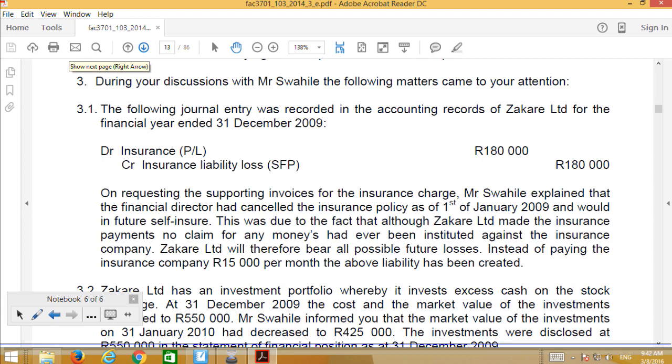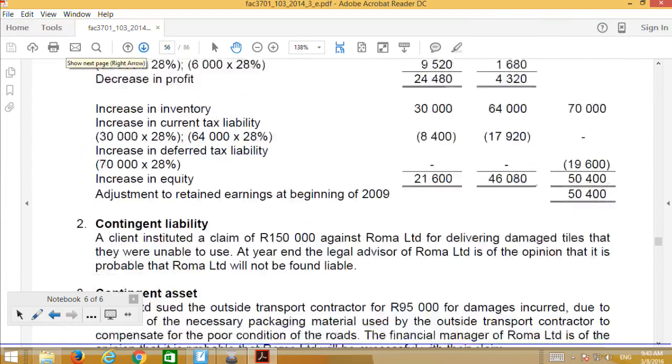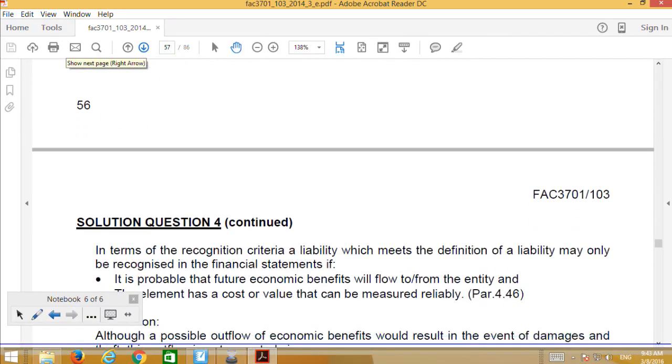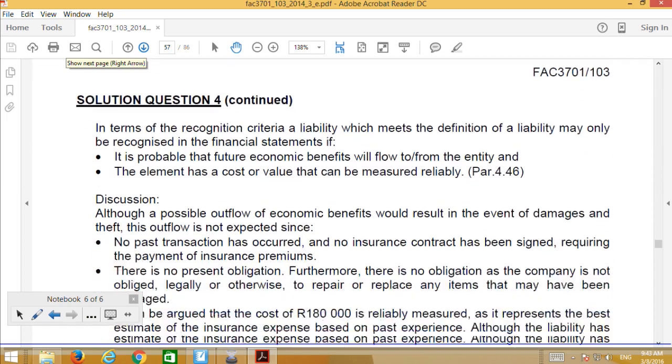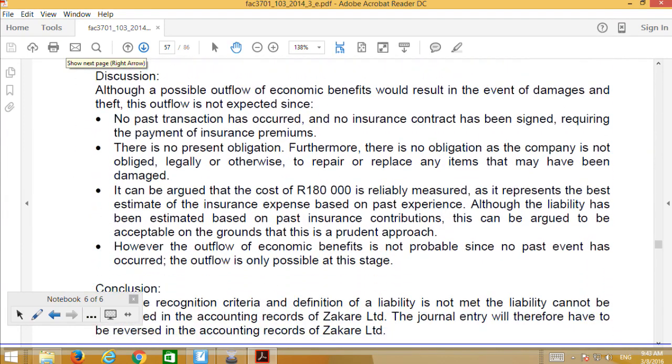And if you look at the solution, they again follow the same approach. They always follow that same approach, page 56. They start with the theory: a liability definition, present obligation, past event, future outflow of economic benefits, recognition criteria, probable, measured reliably, and then a discussion.